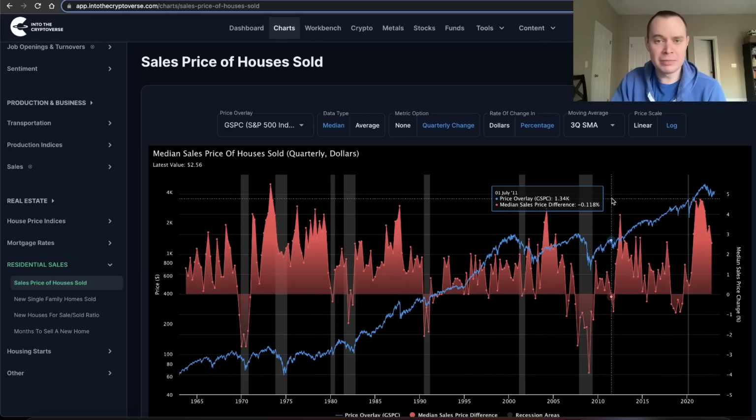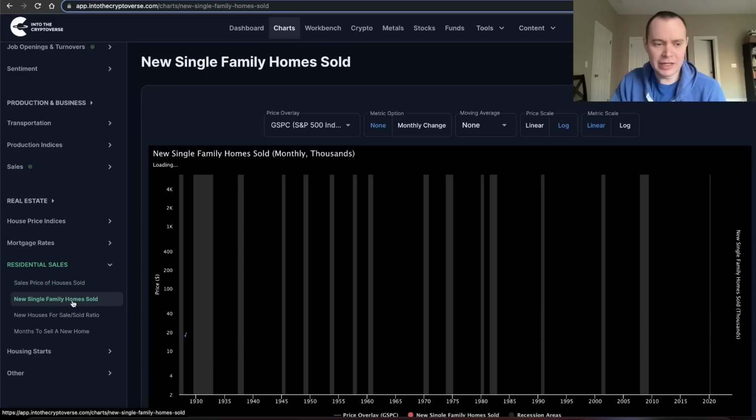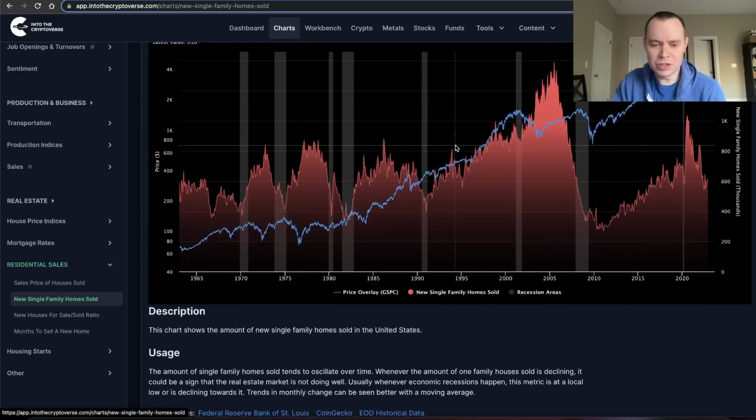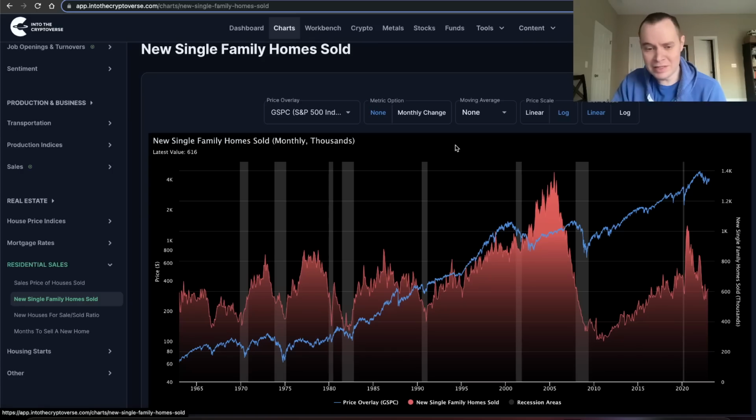But again, it's an interesting metric to get a gauge on where the real estate market is. We can also look at new single-family homes sold and see what that is doing. Again, I think always looking at the derivative is better than simply looking at the raw data, because oftentimes the market doesn't care if something's going up or down. It cares more about the derivative, right?